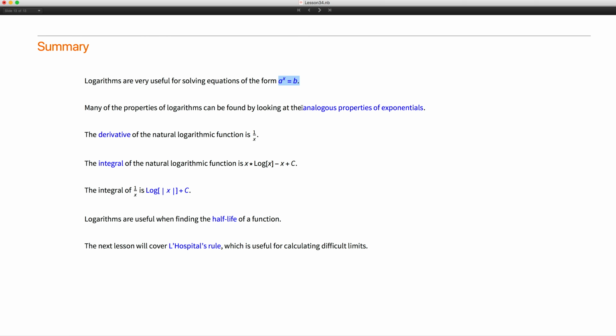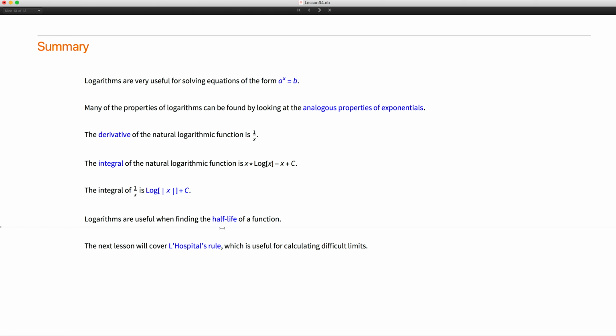Now, just like you have properties of exponentials, you also have properties of logarithms. The derivative of logarithm of x is 1 over x. The integral is a lot harder. It is x times logarithm of x minus x plus c. The integral of 1 over x is the logarithm of the absolute value of x plus c. And of course, you can use logarithms to find the half-life of a function.